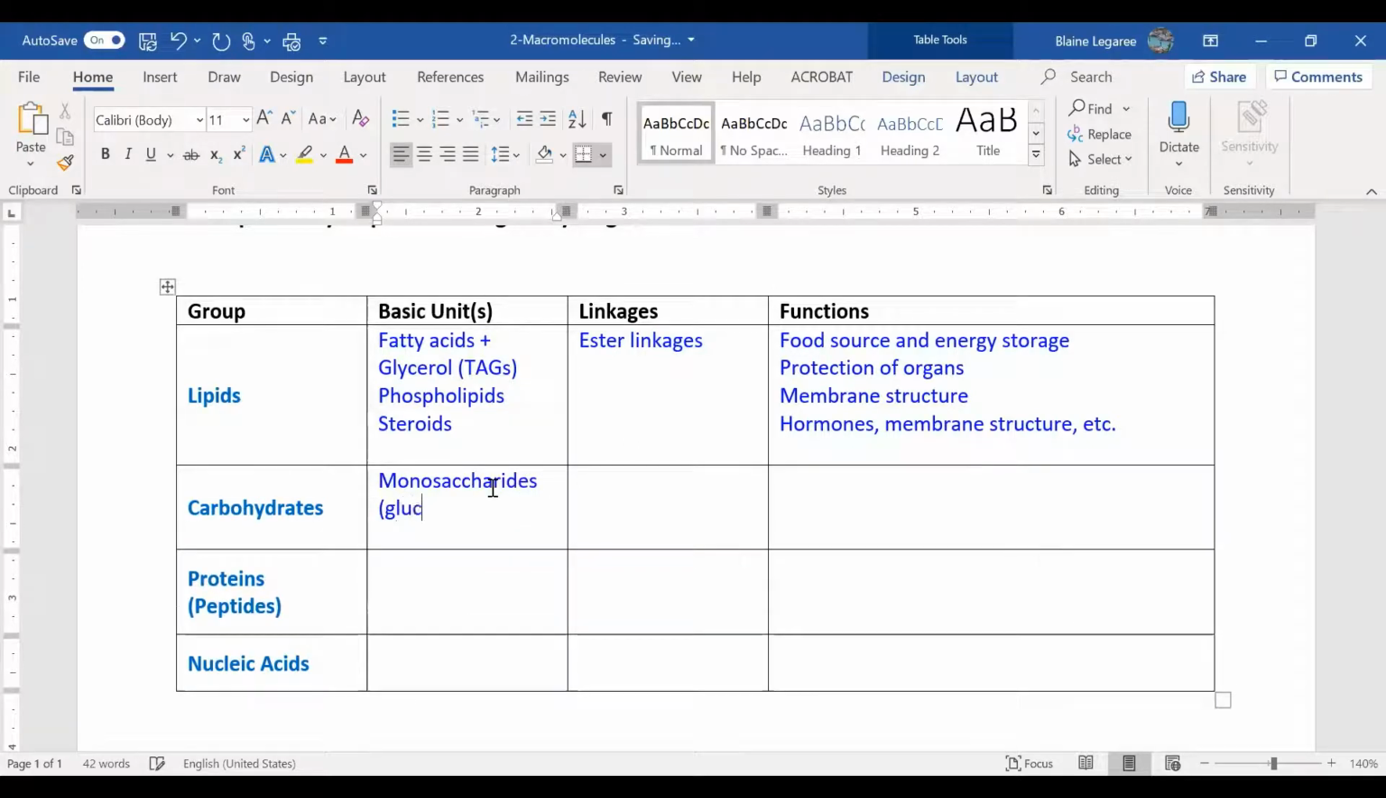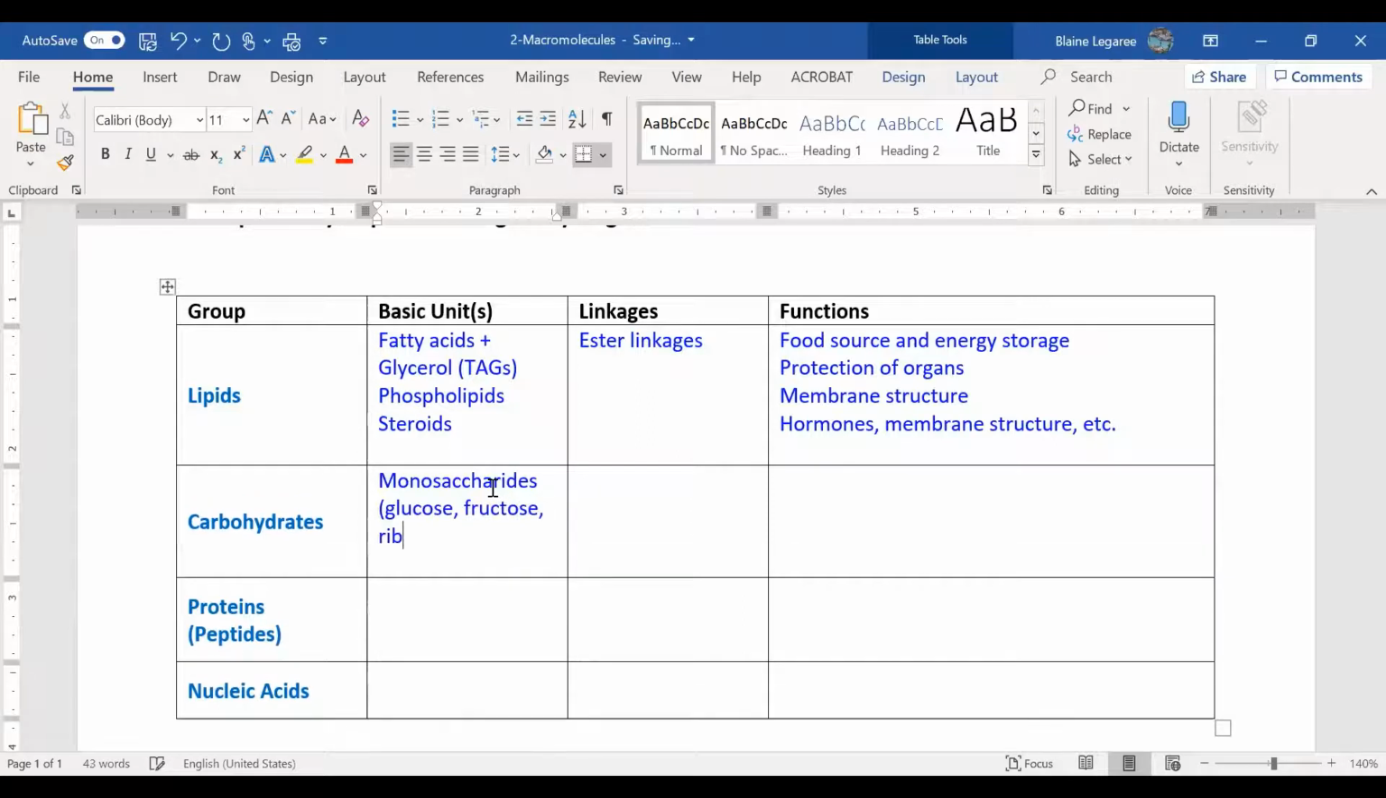And so we might have glucose, fructose, ribose, etc. The linkages we've mentioned are called glycosidic linkages.